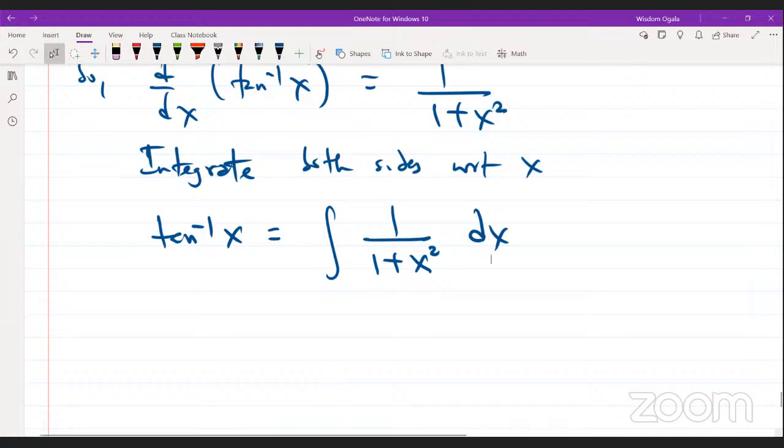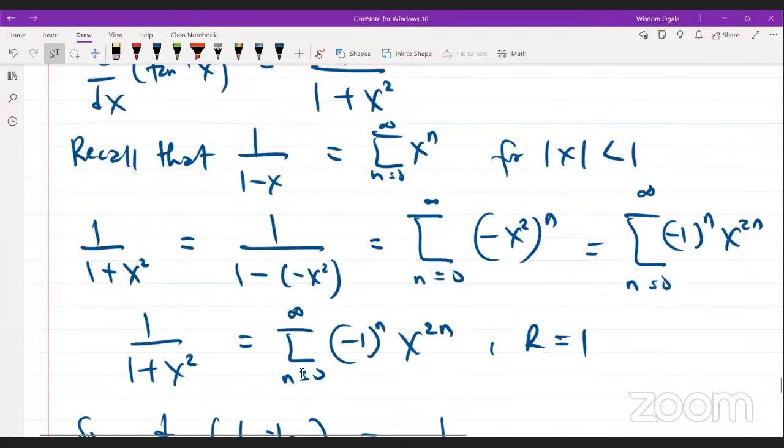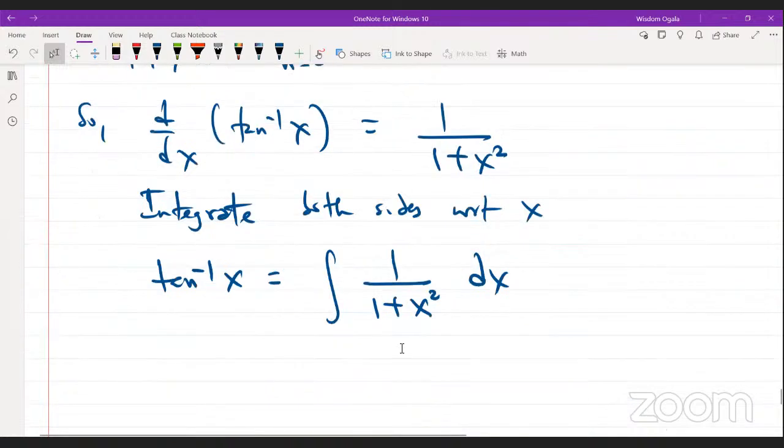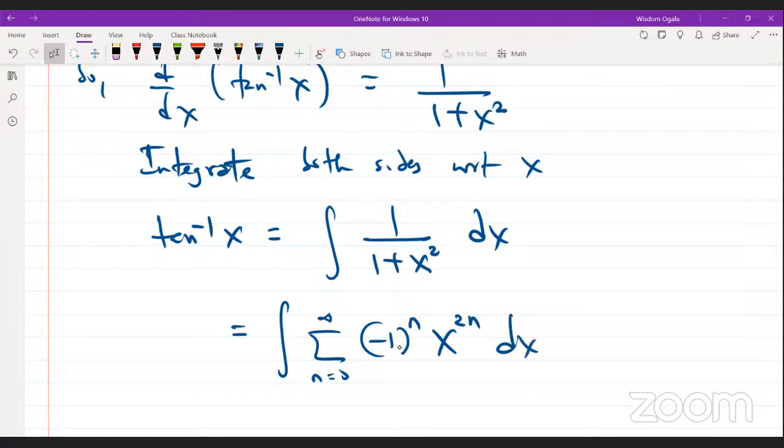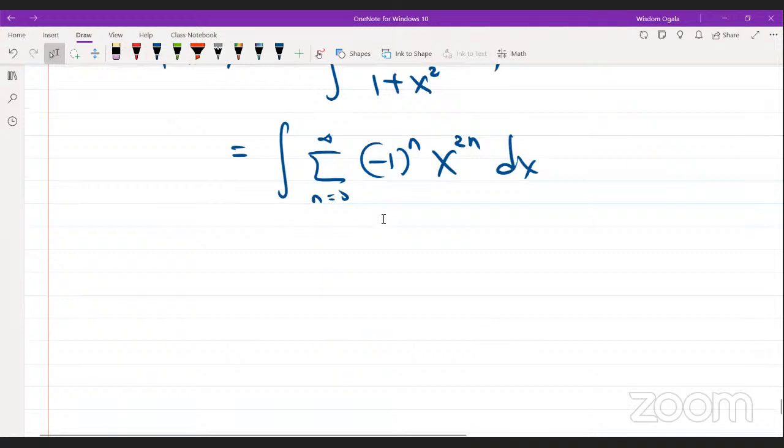But remember that 1 divided by 1 plus x squared, I already have the power series form, which is this guy over here. So just replace that guy, okay? Negative 1 to the power of n x to the 2n dx. Now, keep in mind that we saw from properties 3 and 4, this integral can actually operate on this guy inside of it. So it is even okay to bring out this operator.